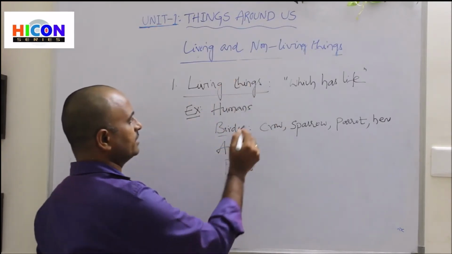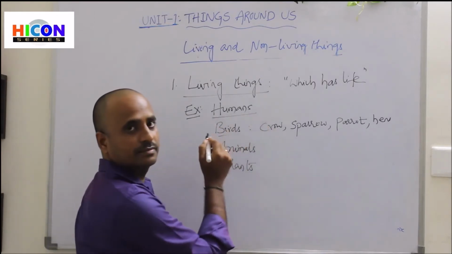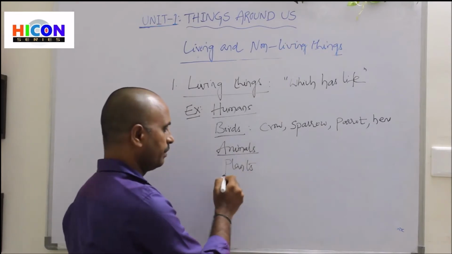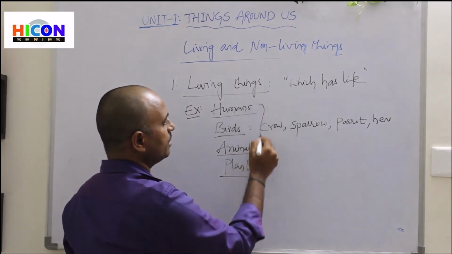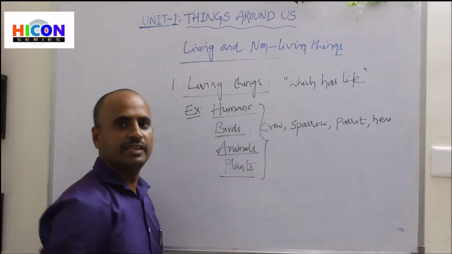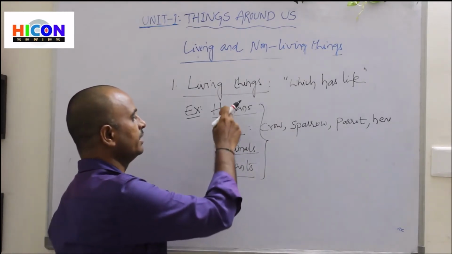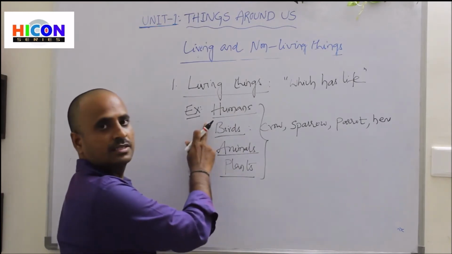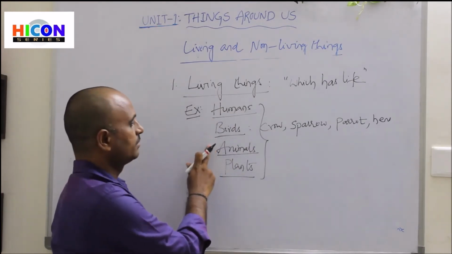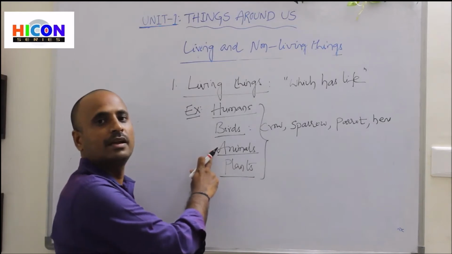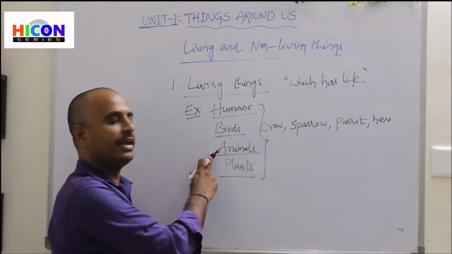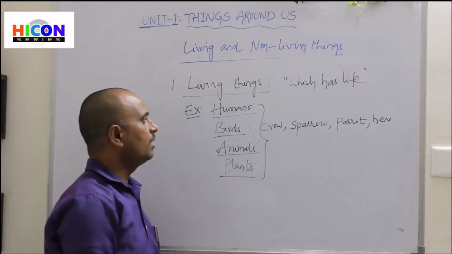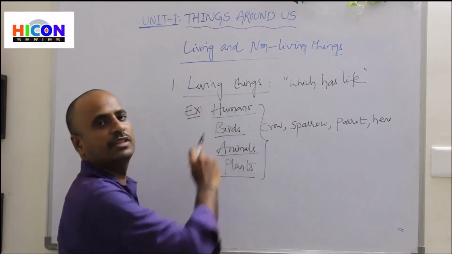So all these things, that means humans, birds, animals and plants, are called living things. Humans, all types of birds, all types of animals, like domestic animals and wild animals, and all types of plants and trees are examples of living things.